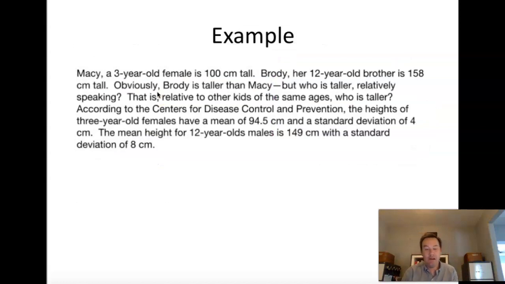All right, so now we're going to talk about another way to measure position within a distribution. So we'll do this with an example. Macy, a 3-year-old female, is 100 centimeters tall. Brody, her 12-year-old brother, is 158 centimeters tall. Obviously, Brody is taller than Macy, but who is taller relatively speaking? Meaning, relative to other kids of the same ages, who is taller? According to the CDC, the heights of 3-year-old females have a mean of 94.5 centimeters and a standard deviation of 4 centimeters. The mean height for 12-year-old males is 149 centimeters with a standard deviation of 8 centimeters.